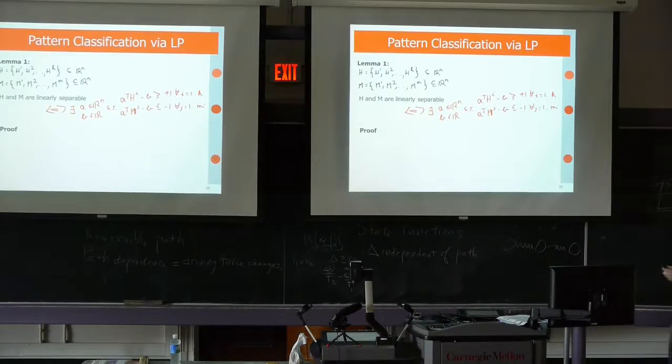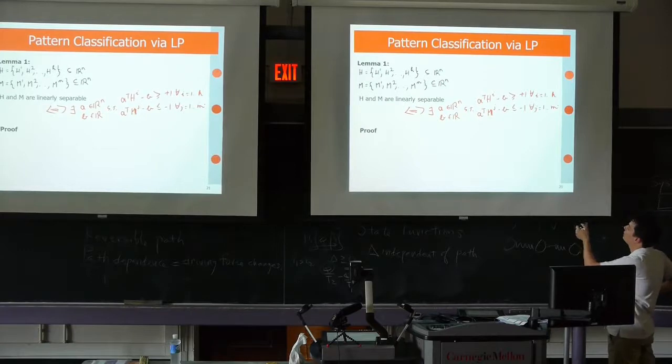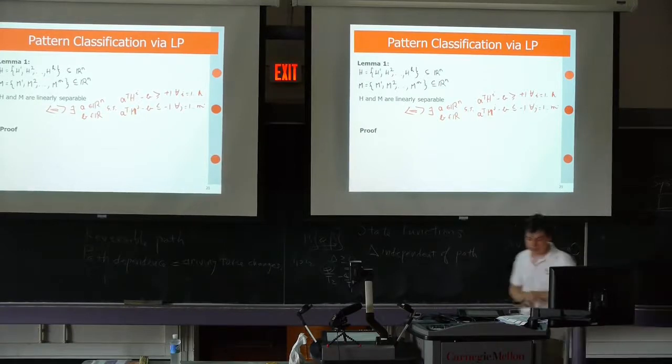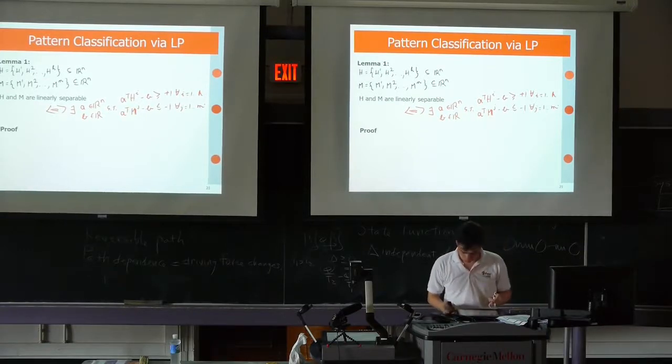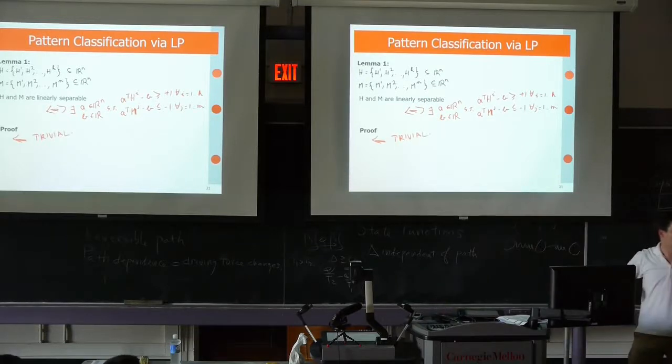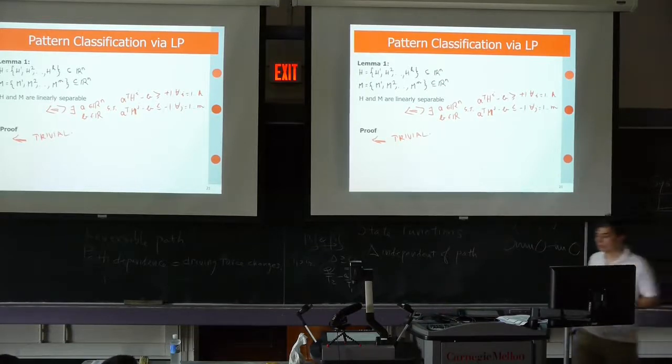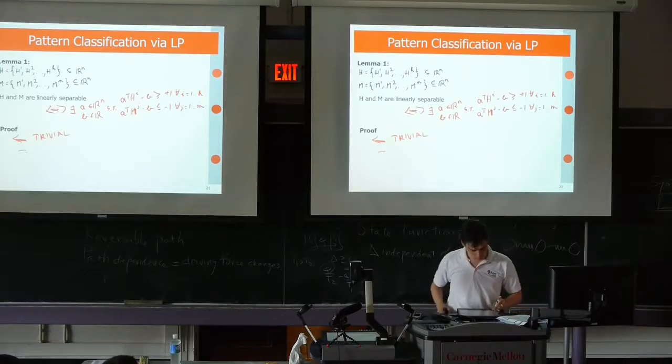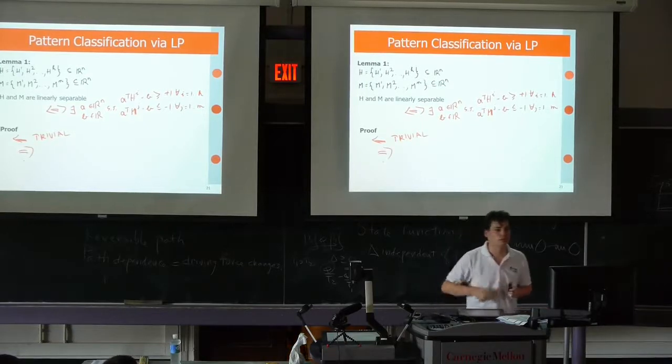So one side is trivial. This direction is trivial: if there exist A and B with this property, then of course it's linearly separable. But we need to prove this other deduction too.